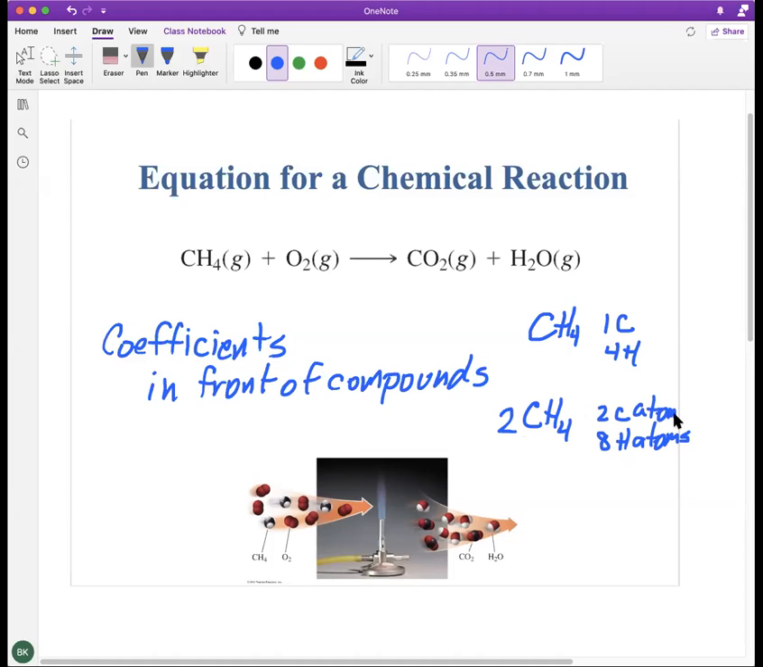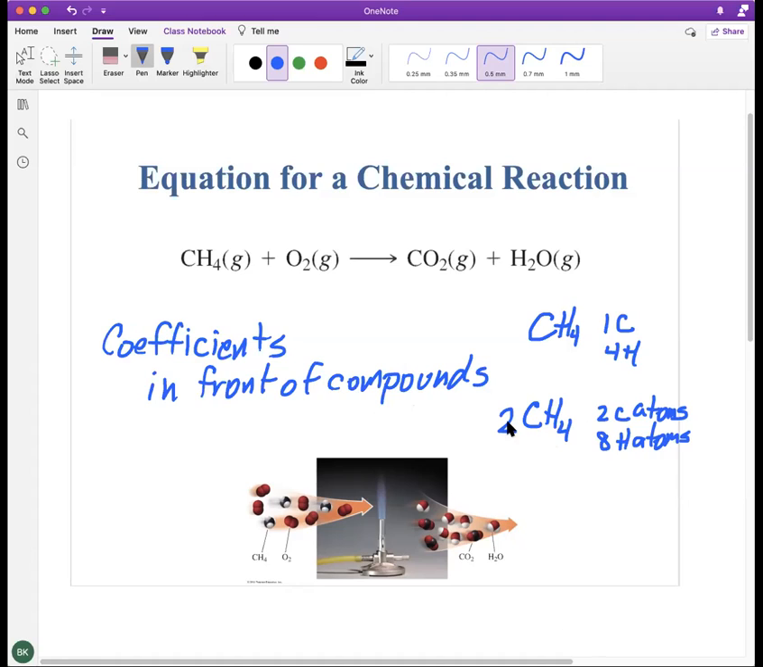So I've taken that coefficient and multiplied it by everything in there. I'll show you a picture on the next screen about that, but we have 2 of this whole thing, so that means I have 2 carbon atoms, and then I have 2 times 4 hydrogen atoms, because I have 4 hydrogen atoms in each molecule. And if I have 2 molecules, that gives me 8 hydrogen atoms. So we're going to use coefficients in front of the compounds, and that's how we're going to start to adjust the number of atoms we have on both sides of the equation.